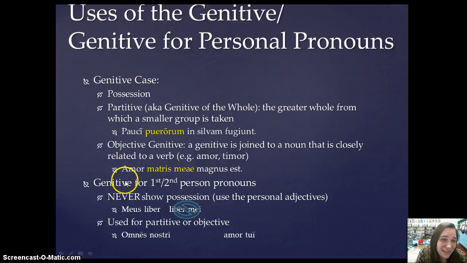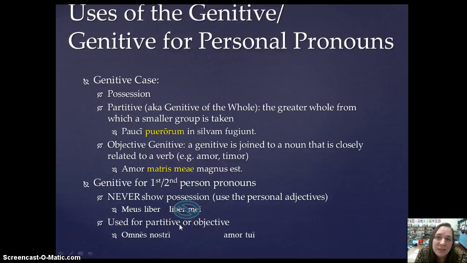And the last thing I need to tell you is that first and second person pronouns never use their genitives to show possession. Never, ever, ever. And there's a really, really good reason for this. The reason is because they have adjectives that will show possession. So you don't need to say the book of me to say my book. You can use the adjective meus liber, my book. So why do they have genitive cases? Well, because the genitive case shows partitive or objective or one of the other uses of the genitive that we will learn in the future.